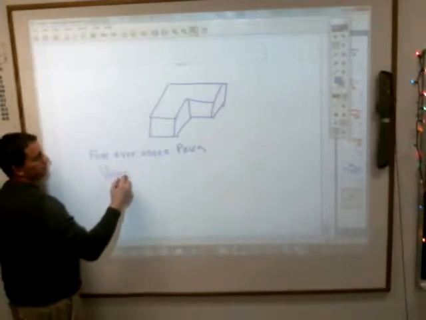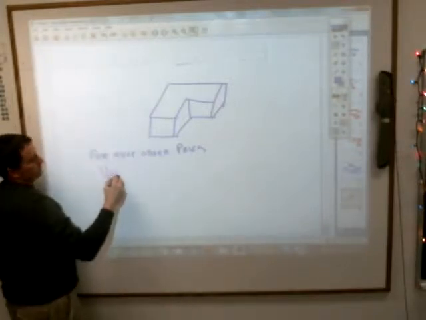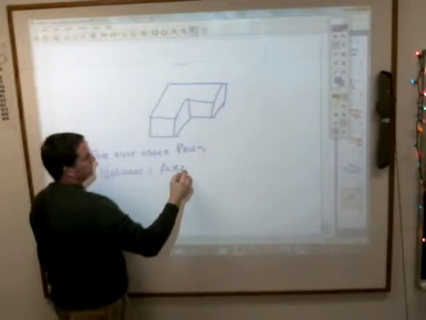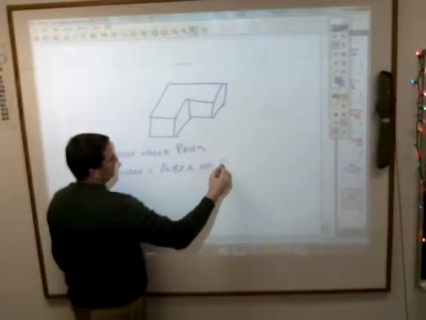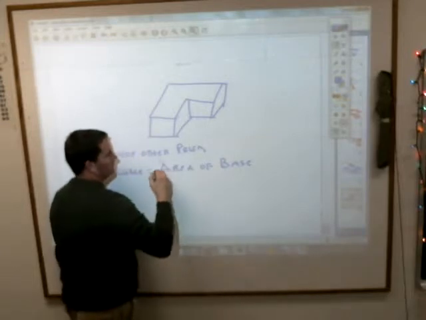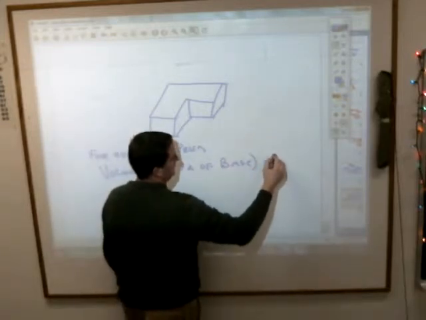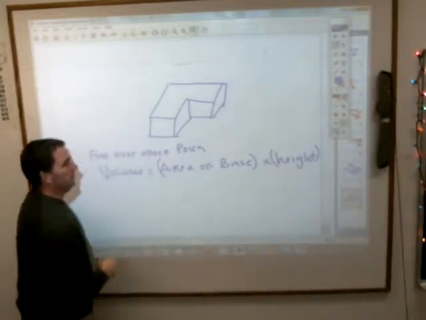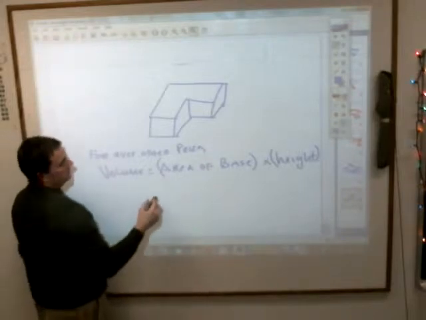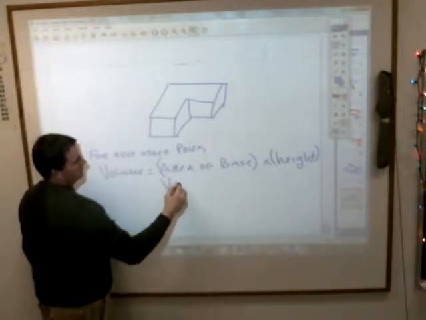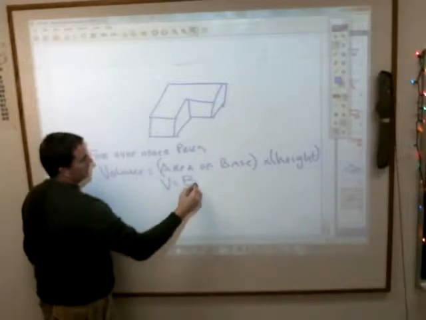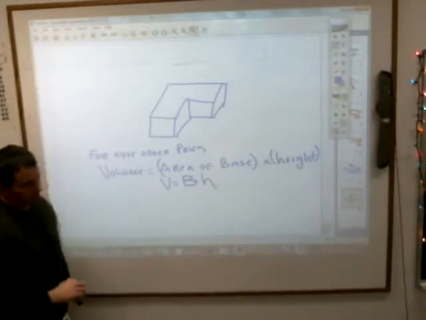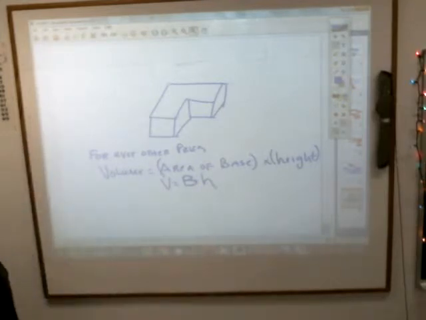Volume equals the area of the base times the height. And rather than writing that out in big, long words, we do it like this. Volume equals capital B, that's the area of the base, times little h, which stands for height. Just that simple, kids. We can move on now.